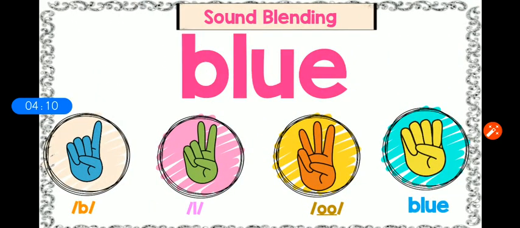Oh, yes, we do. Now let's sound and blend. B, ooh, blue. Oh my goodness, this is wonderful. B, ooh, blue. Did you make a fist? Always make a fist to blend, okay? Beautiful. Now let's see if we have another word.